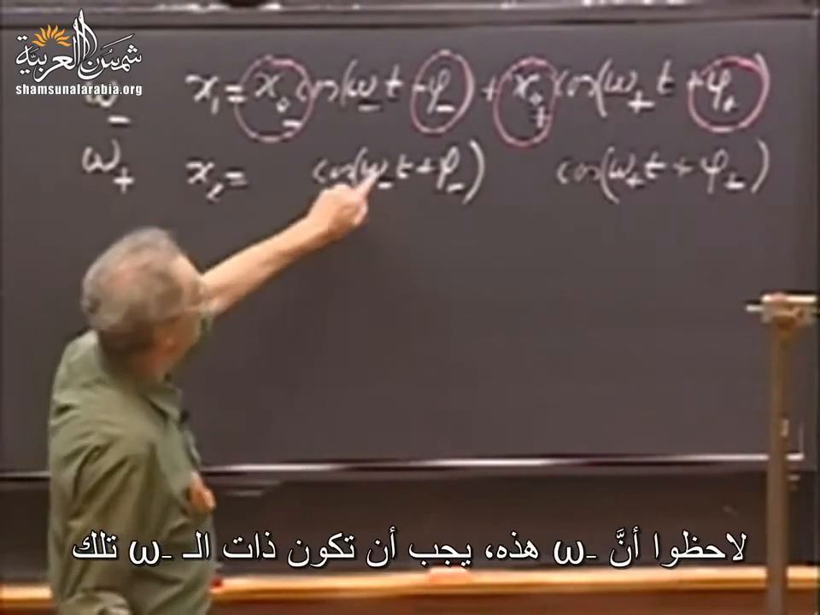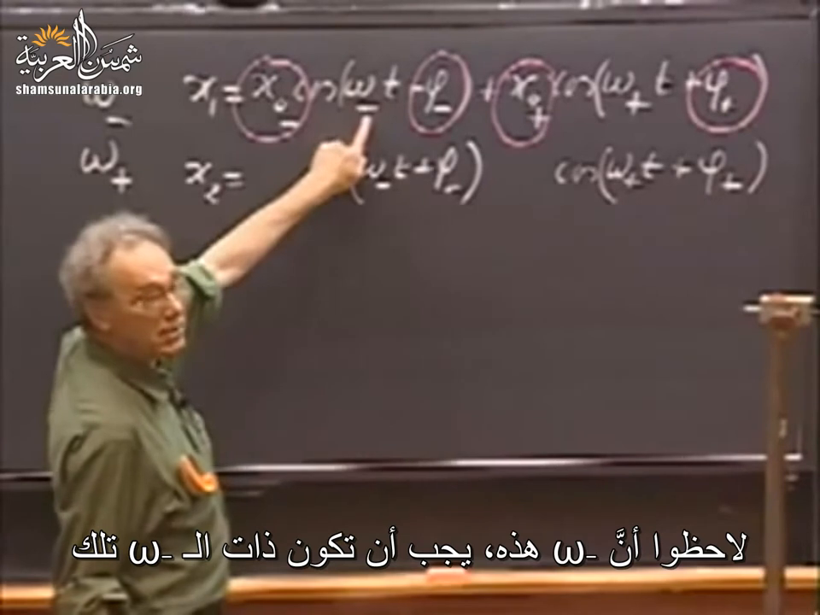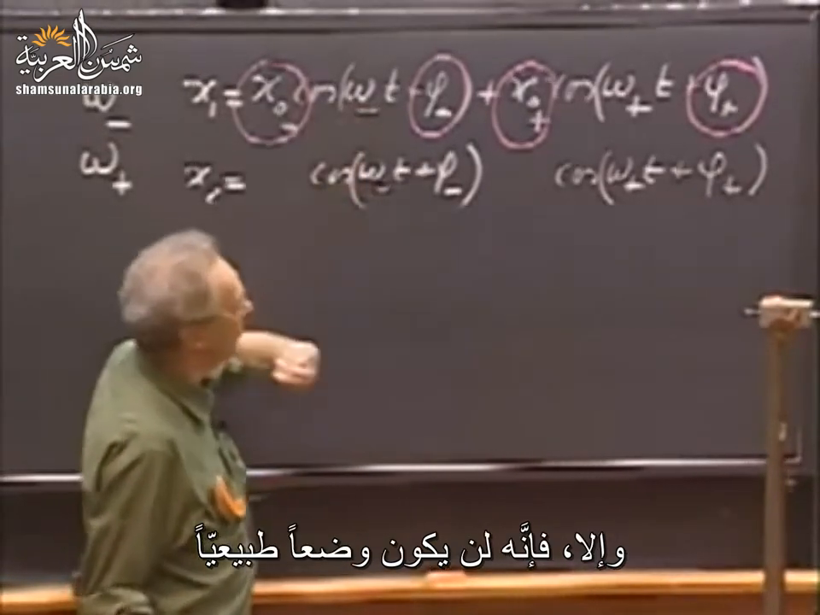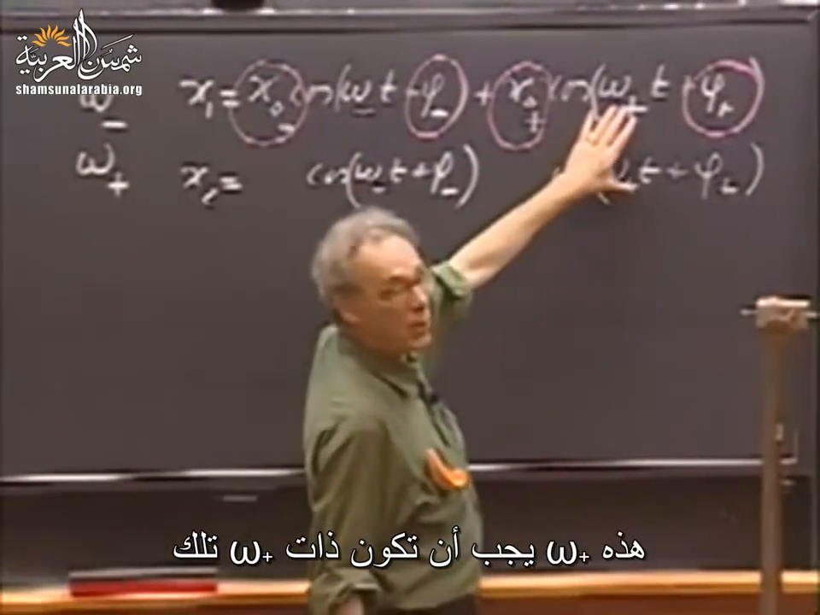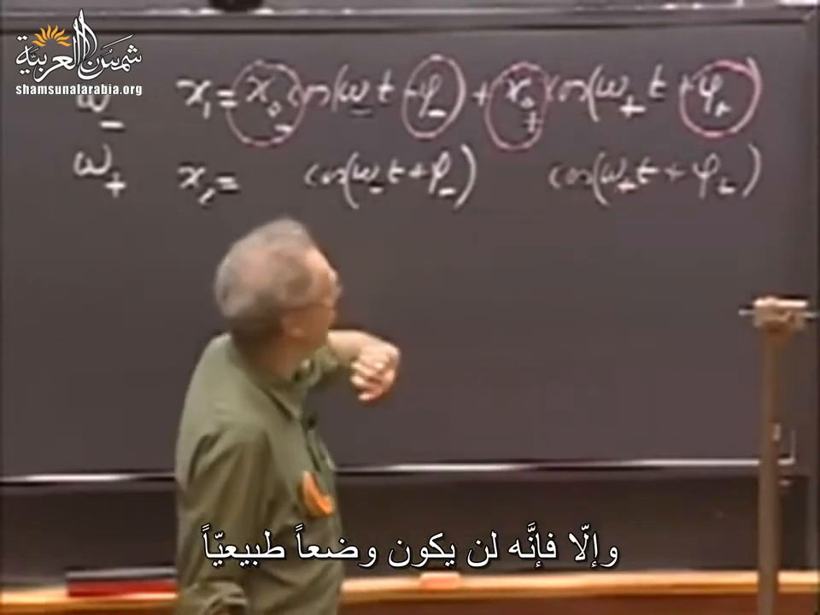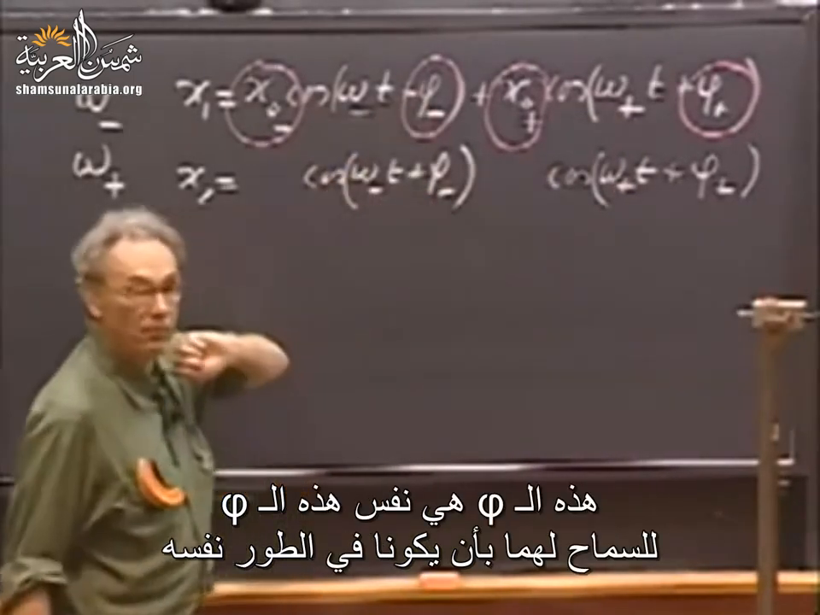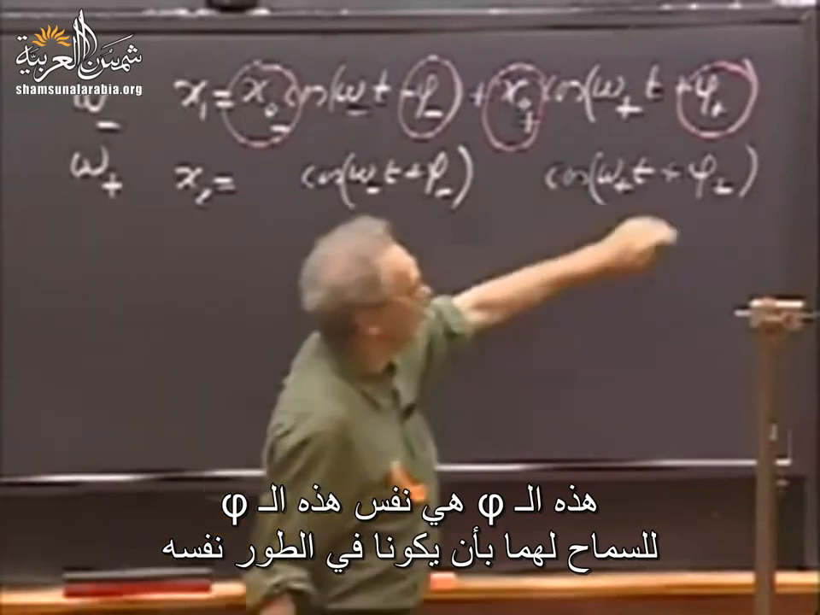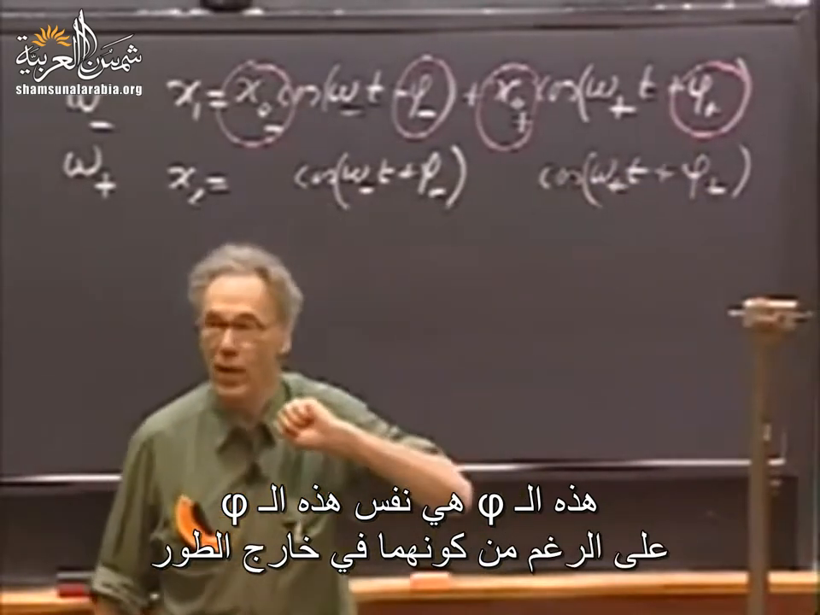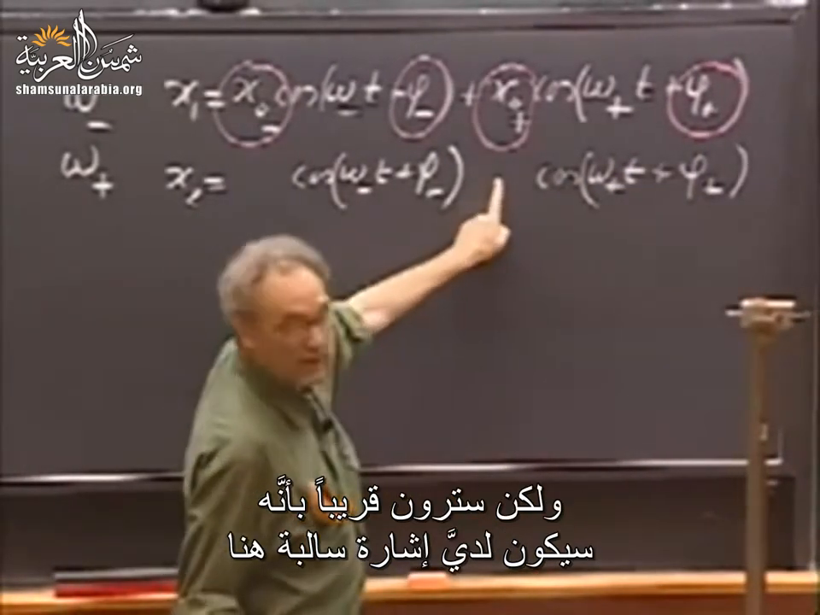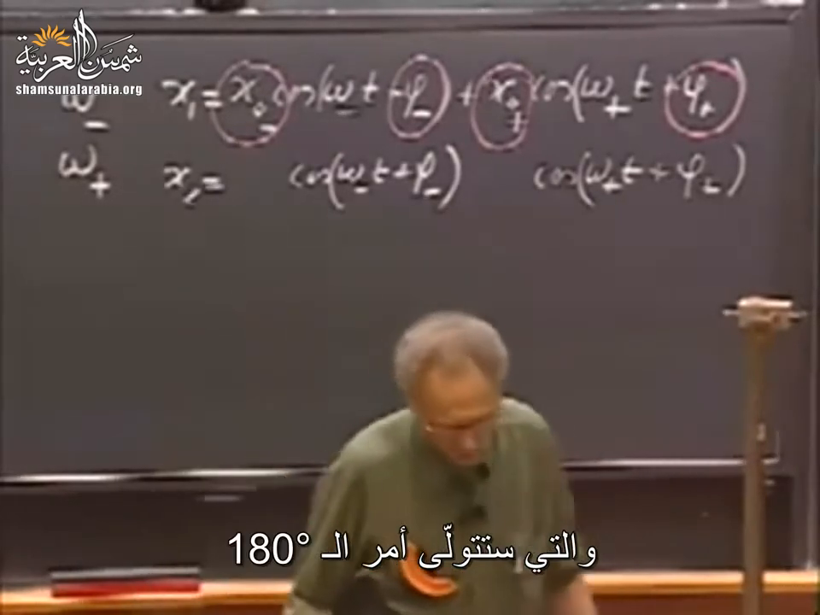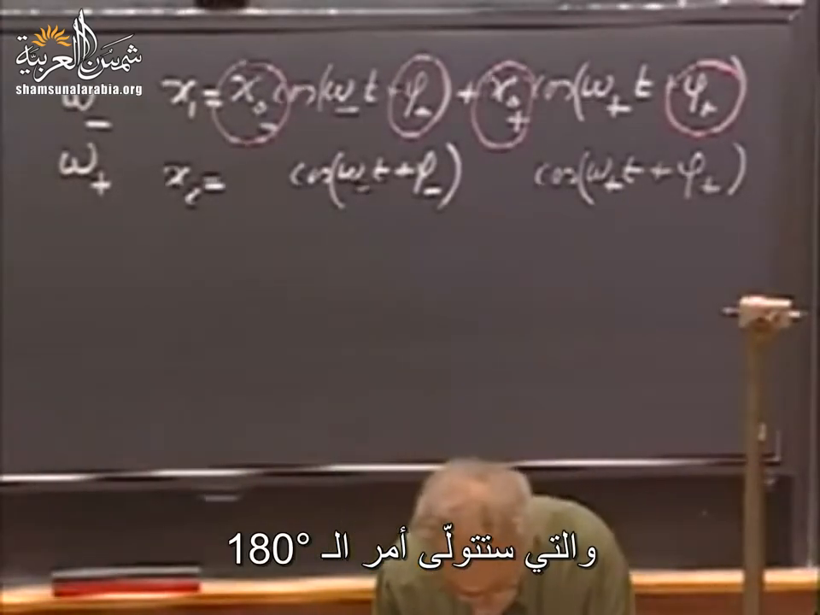Notice this omega minus must be that omega minus. Otherwise, it wouldn't be a normal mode. This omega plus must be this omega plus. Otherwise, it wouldn't be a normal mode. These phi's are the same to allow them to be in phase. These phi's are the same even though they're out of phase, but you will see very shortly that I will get a minus sign here, which will take care of the 180 degrees.